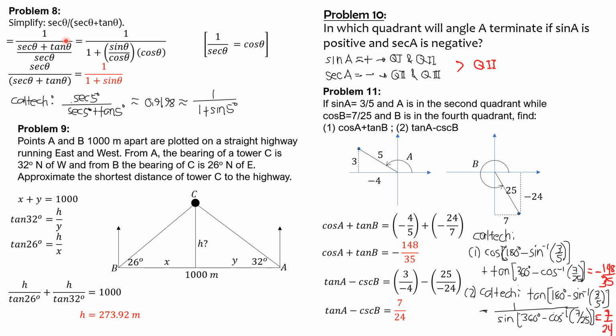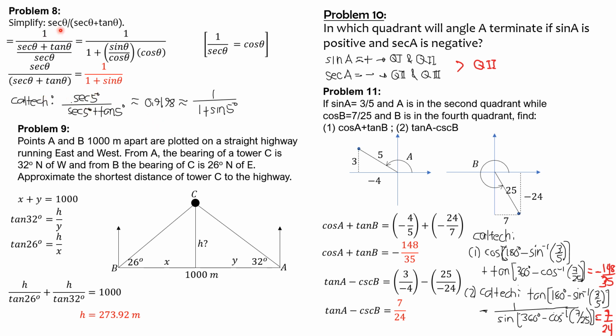Problem 8, simplify secant theta all over secant theta plus tangent theta. This falls under proving identities. So you need to remember the reciprocal identities, the fundamental trigonometric identities. But there is a calculator technique that I'm going to share with you, and this is more effective even if the problem is a star problem, a very challenging problem in trigonometry, because it becomes a very easy problem in the board exam with this technique.